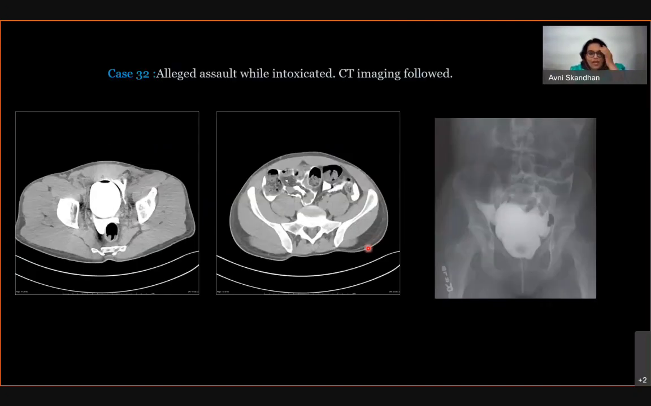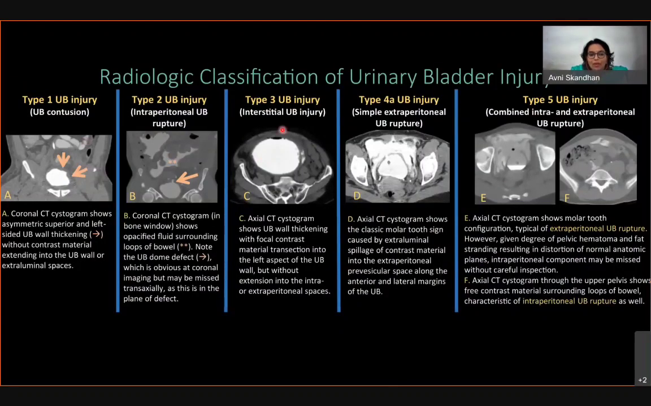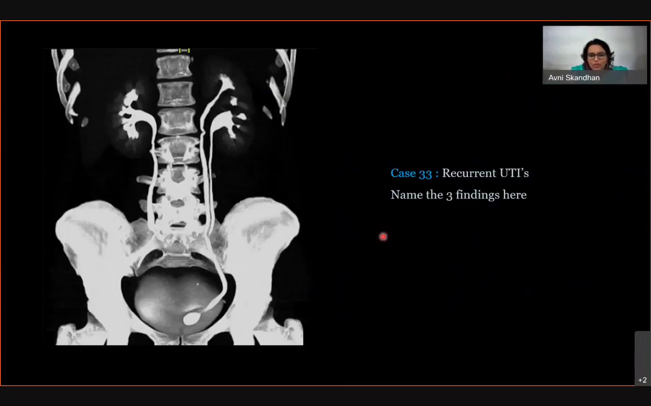Now, this is a patient who had an alleged assault while intoxicated. This is the CT imaging. What do you think of it? Very good. Intraperitoneal rupture. Why? Because you're seeing it in the perivesical space and into the intraperitoneal space. Again, the types of bladder rupture: extraperitoneal, intraperitoneal, the interstitial injury. I'm not talking about it. Recurrent UTIs. What are the three findings that you're seeing here?